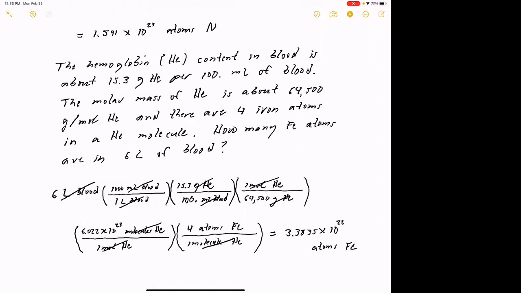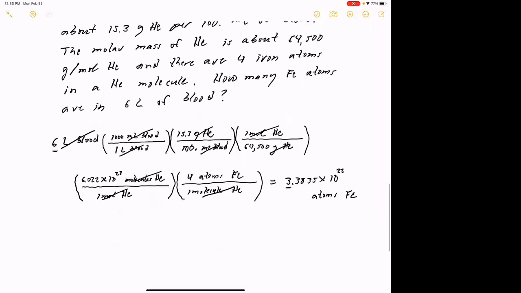But now I know that only that first 3 there is significant because I have 1 sig fig back on my original volume of 6 liters. So another way of writing this, if I wanted to, is I could just say 3 times 10 to the 22nd atoms of iron are present in my 6 liters of blood found in the typical human body.